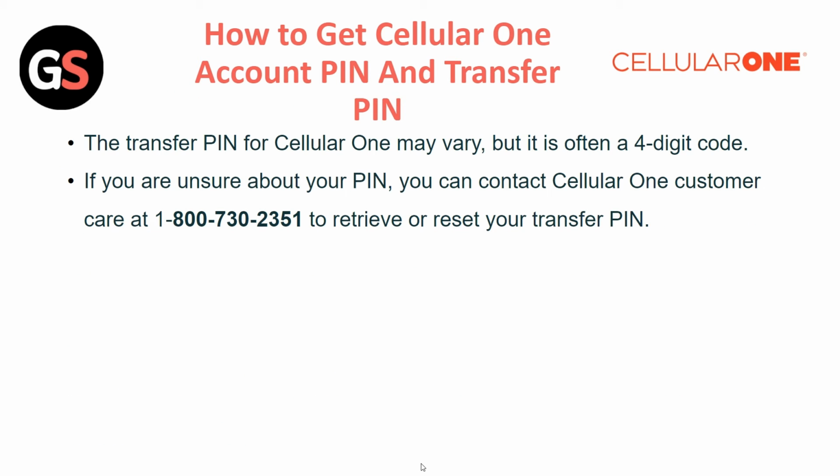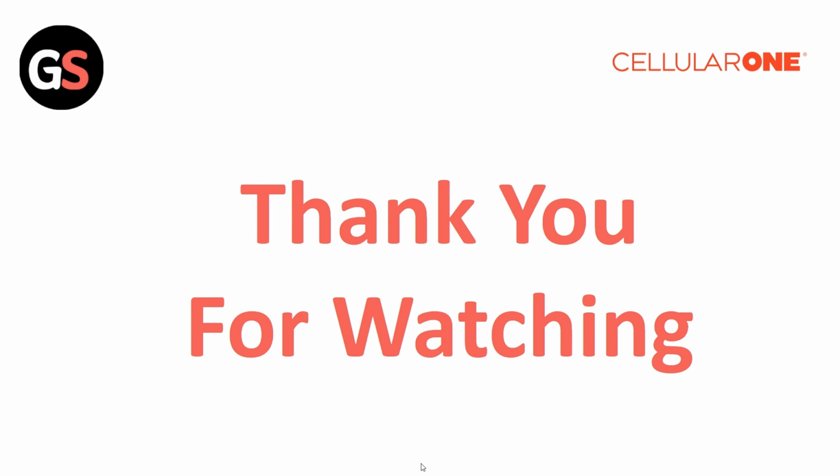Now, transfer PIN. The transfer PIN of Cellular One may vary, but it is often a four-digit code. If you are unsure about your PIN, you can contact their customer care executive at this number, 1800 730 2351, to retrieve or reset your transfer PIN. So, these are some simple steps you have to take when you try to get your Cellular One account number and PIN and transfer PIN.